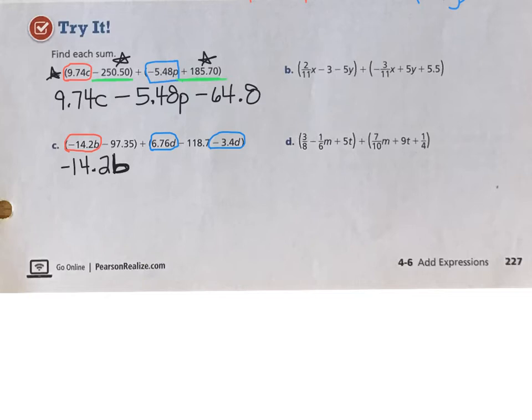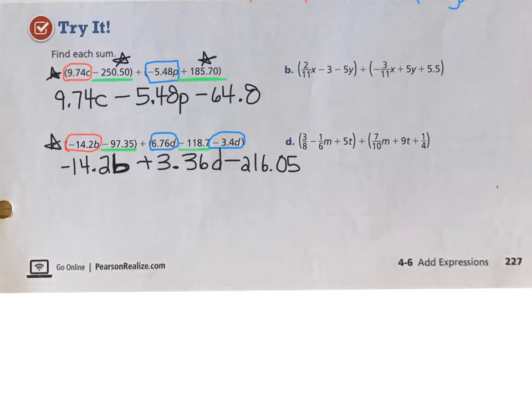The term that has the d on it is going to be a positive 3 36/100 d. Then the last, I'm going to look for my constant terms. I have a negative 97 35/100, and I have a negative 118 7/10. And when I put those two terms together, I get a negative 216 5/100. So my simplified expression is negative 14 2/10 b plus 3 36/100 d minus 216 5/100.